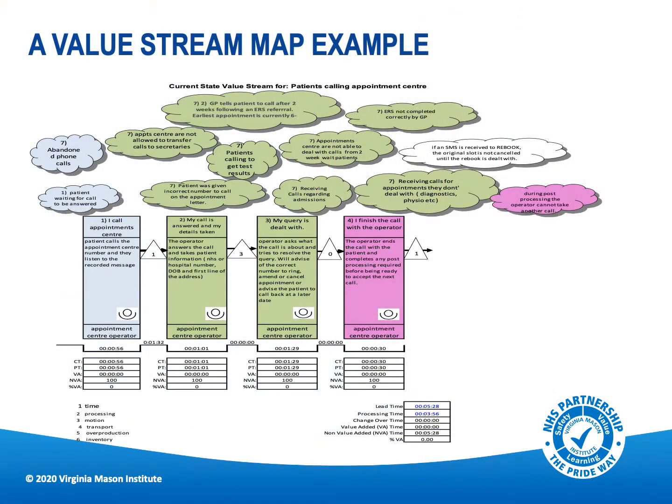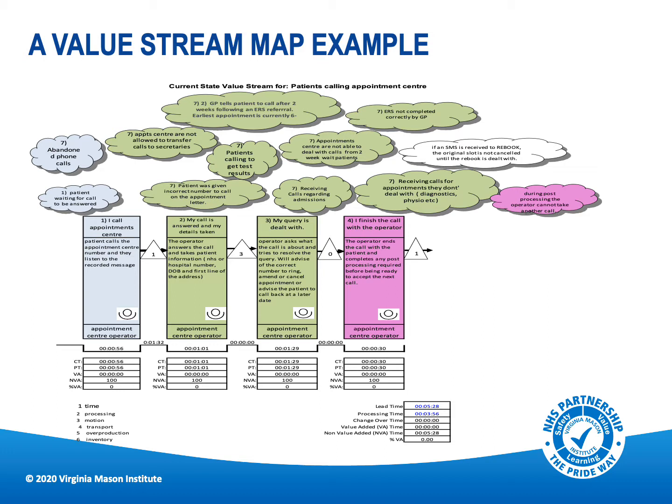A value stream map is a visual representation of a process from start to finish. A value stream map can either demonstrate and help you to analyse the current state, or can also be used to show what the future state could look like after improvement works have taken place.